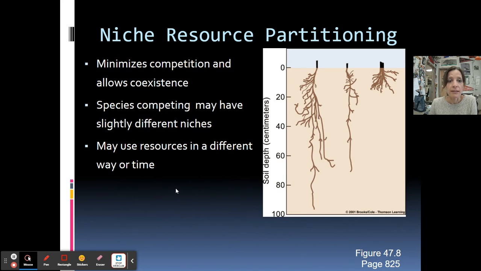So they are competing, and they may have slightly different niches. This one is a deep soil water catcher versus this one is a surface catcher. And so they can survive in the same habitat by using the resources in a slightly different way.